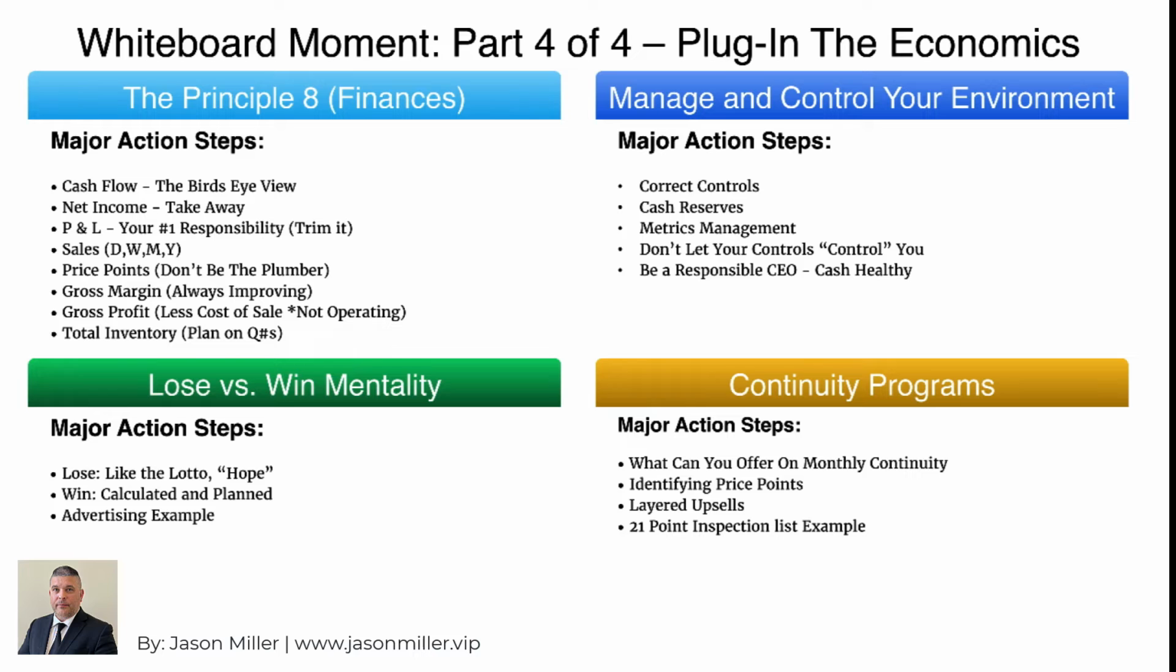Okay, so manage and control your environment. Correct controls are very important. How do we control an environment in a company? Well, you have a couple of different sides of that. You have the environment of the employees, if you have employees, and then you have the environment of process, procedure, and so forth. You have to control both.